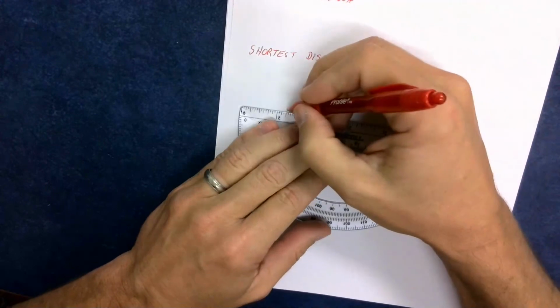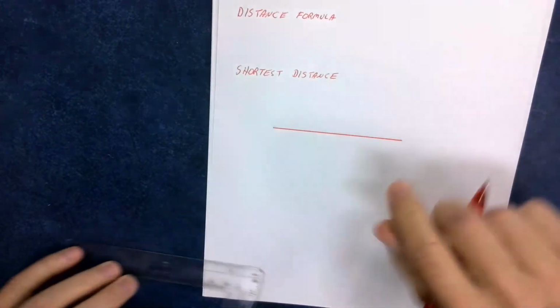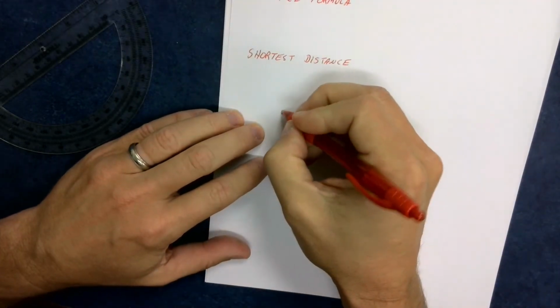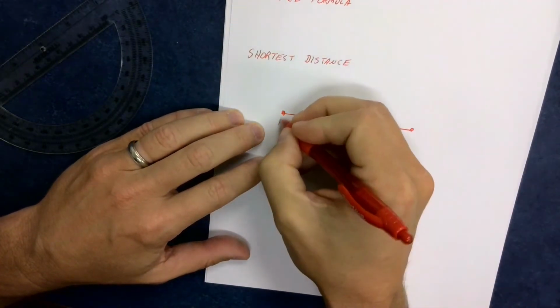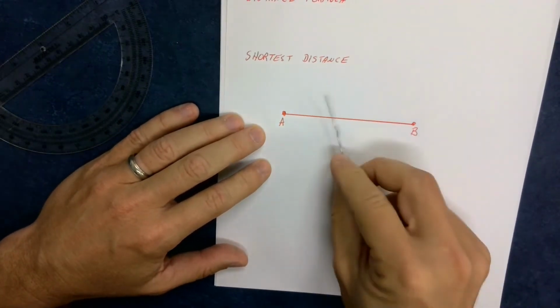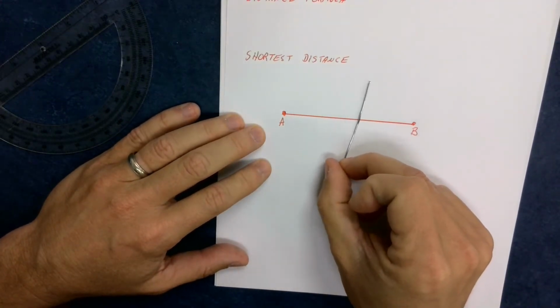So step number one, I'm going to do perpendicular bisector of a segment. So I'm going to go here, here, A and B. We talked about this. Bisector means it's got to go through the midpoint, right?